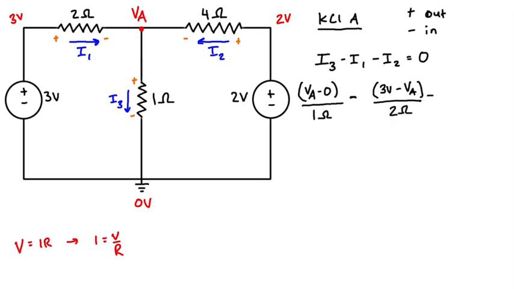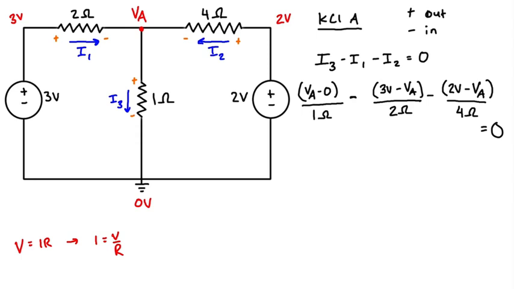And then for the other resistor we do the same thing. So the voltage drop across the resistor is 2 volts minus VA. Again, we're assuming 2 volts to be bigger, so we're subtracting the VA, which is the smaller one, over the resistance, which is 4 ohms. And I've run out of space, but that's all equal to 0.